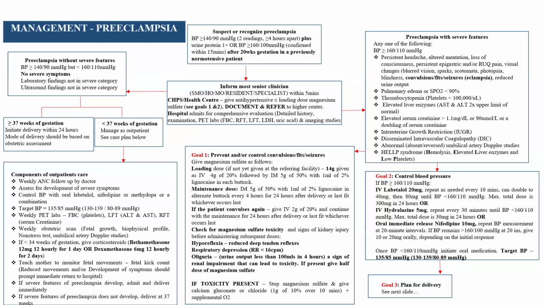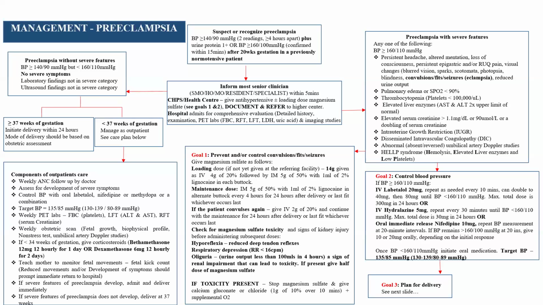When the patient comes to the referral point, it is prudent that the patient is admitted for comprehensive evaluation, which includes detailed history and examination. We do our PET labs, which include full blood count, renal function test, liver function test, lactate dehydrogenase, uric acid, and then our scan studies. When we do all these things and the results come out, if the patient is found to have preeclampsia, that's the arrow pointing towards the left of your screen to the upper part: preeclampsia without severe features, which is where the BP is at least 140 over 90 millimeters of mercury, but less than 160 over 110, and there are no severe symptoms. Laboratory findings came out negative in the severe category. Ultrasound findings are normal.